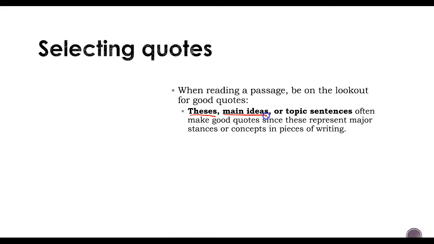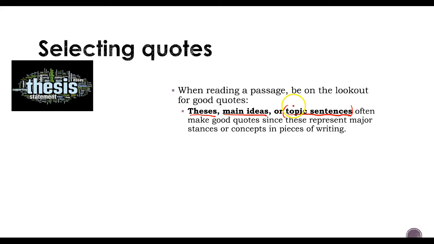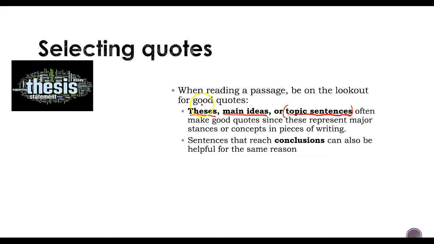Or maybe some main ideas in the piece, or topic sentences of paragraphs, since these things usually represent larger, broader points that an author is trying to make. They usually make really good quotes. So be on the lookout for those, because those could be nice things to quote. A thesis. Also, sentences that reach conclusions can be helpful for the same reason.